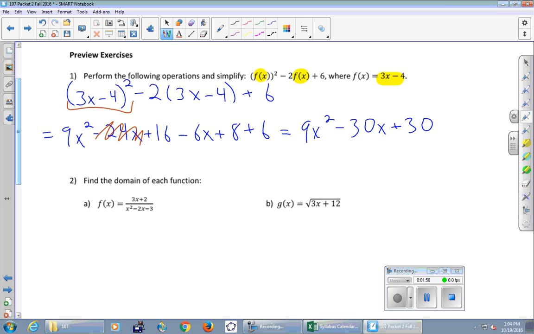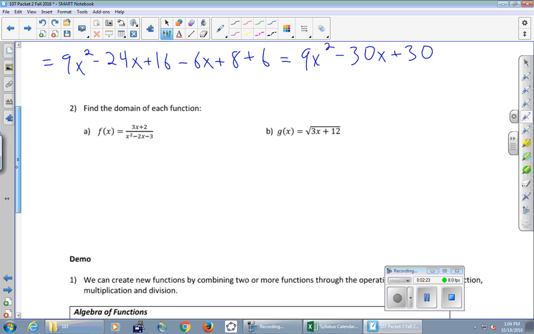And that's a real problem. Don't do that. No matter how tempting it looks, it's not right. So FOIL, write 2 of them, and you'll see this minus 24x. Then we combine terms, and I think we got 9x squared minus 30x plus 30. If you want, you could factor what number out of all 3 of those terms? You could factor out a 3 if you wanted to.